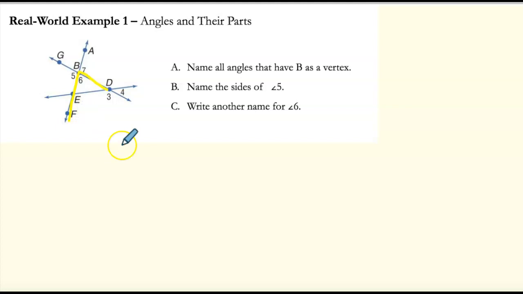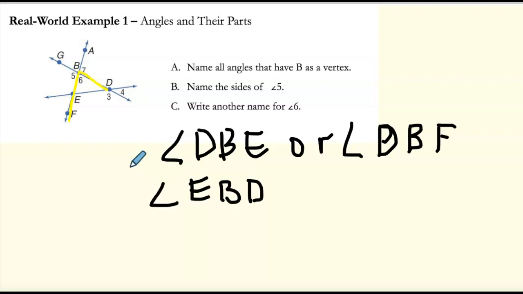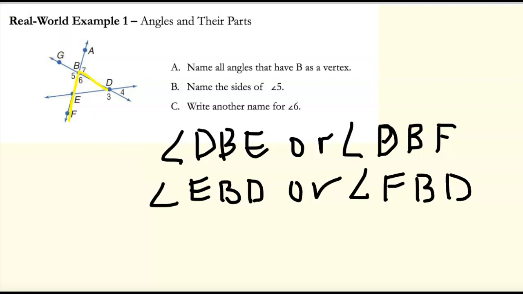And again, we see we have some other points on there. So there's a couple of ways we could do this. We're going to write the angle sign, and we could say DBE, or we could say angle DBF, or we could reverse the order, EBD, or angle FBD. And again, you just need one. So on the next slide, I'd like you to press pause, try it out, see if you can get the answer, and then I'll go through it with you.